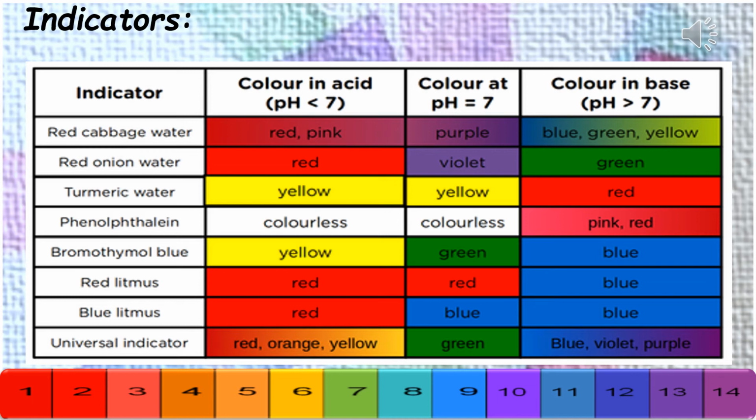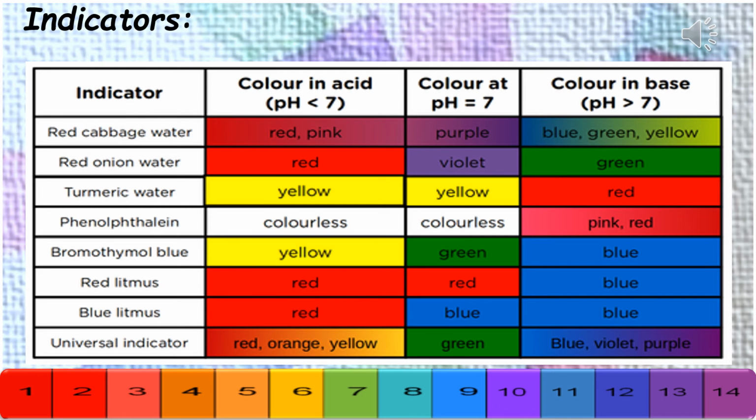Red onion water remains red in acidic. It turns violet in neutral solution, and it turns green when it is added to a basic solution. Turmeric water, which is yellow in color, remains yellow in acid. It remains yellow in neutral solution also, and when it is added in base, it changes to red. Phenolphthalein, which is colorless, remains colorless in acid and neutral. It changes to pink when it has been added in basic solution.